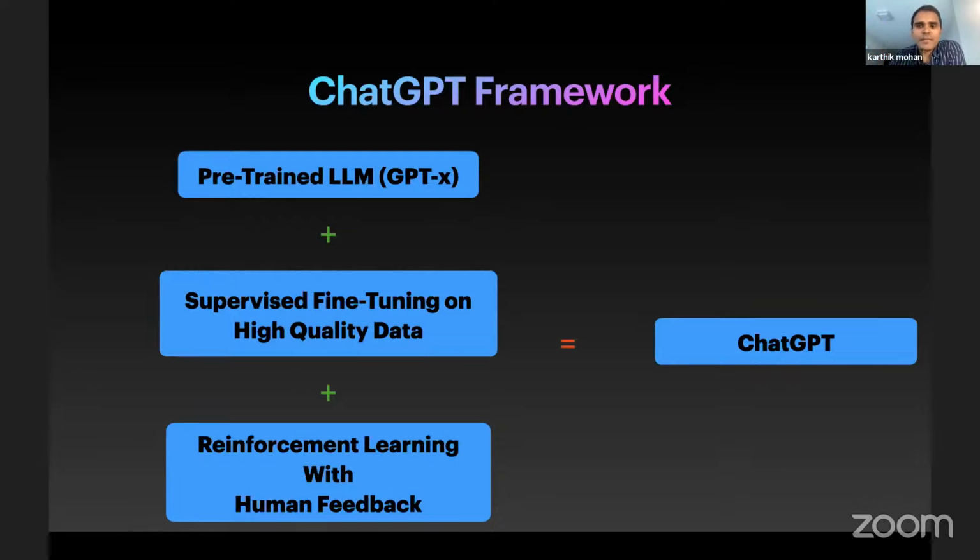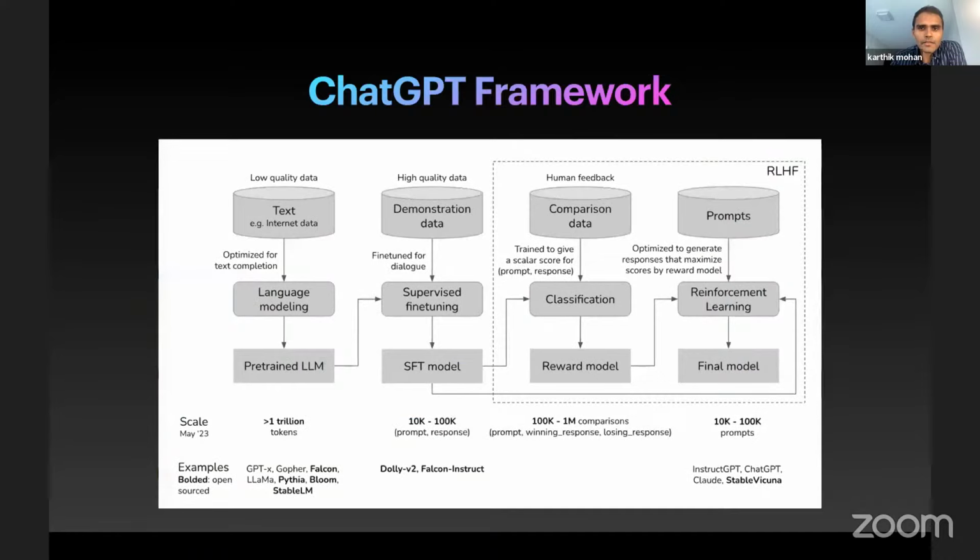So the pre-trained LLM is not for prompt and response. Supervised fine-tuning is trained on prompt and response. Reinforcement learning with human feedback is differentiating good responses from bad responses. So it's going one step further. When you add these three together, that's how you get a more sophisticated, nuanced engine like ChatGPT.